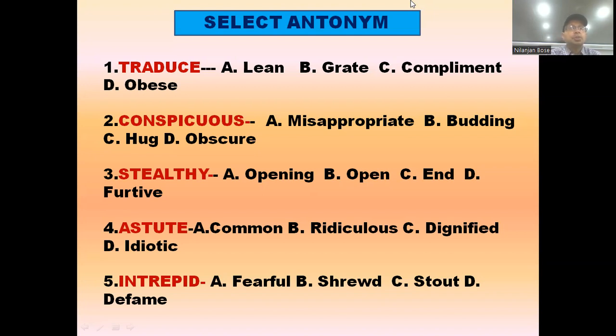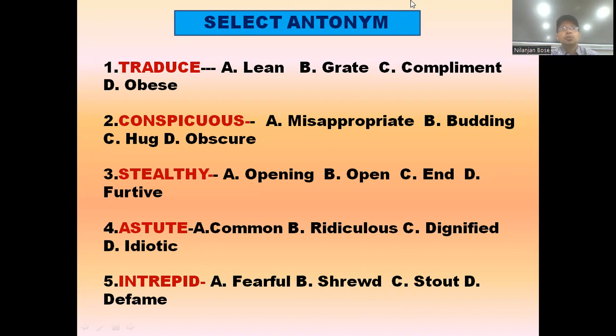Moving to question number 2, conspicuous. This is a very common word. I'm not sure whether you know this word or not, but yes, from now onwards you will come to know what the meaning of conspicuous is. First option, misappropriate. Second option is budding. Next one, hug. And the last option is obscure. Now conspicuous का मतलब होता है, if a certain thing is conspicuous, it means that it is very much pretty clear. बहुत ही clear अगर हो जाए तो उसको conspicuous बोलते हैं.